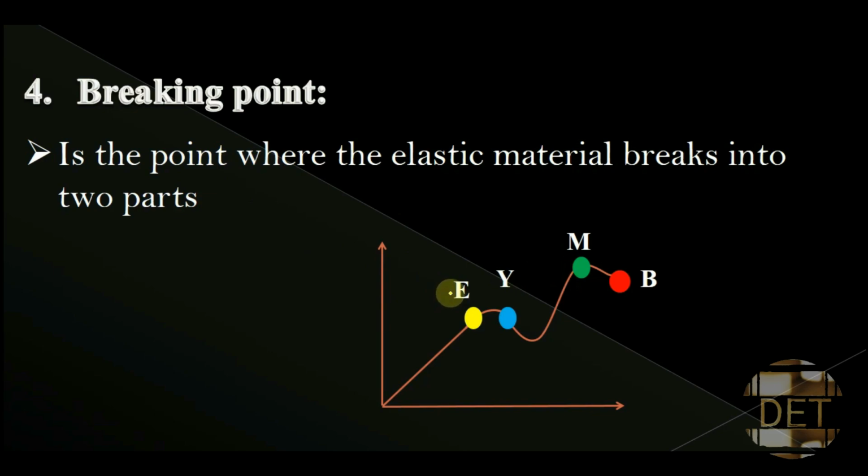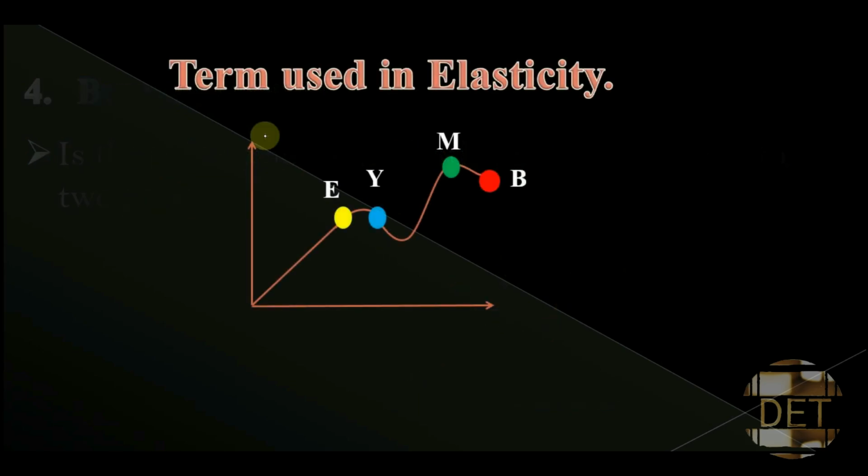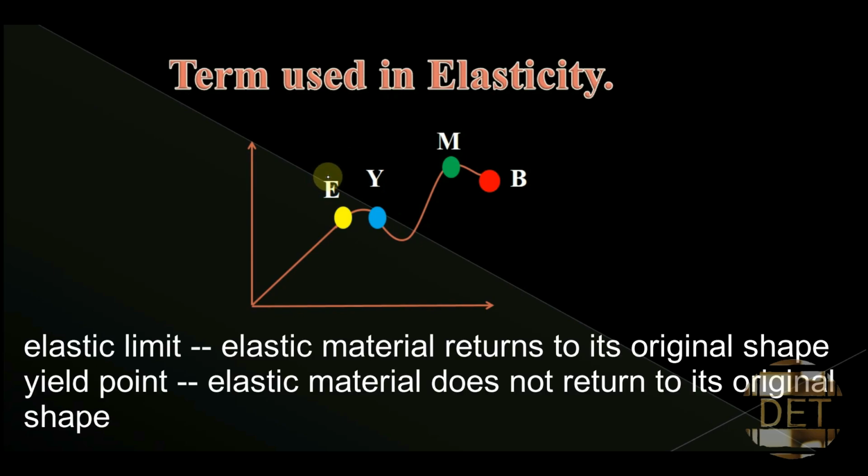The four basic points go in this order: elastic limit, yield point, point of maximum load, and the breaking point. So we have looked at the terms used in elasticity. The first point is the elastic limit. Here, the elastic material will return to its original shape and size after the stretching force has been removed.